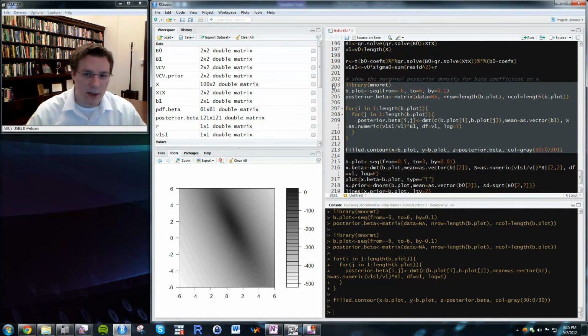And here we go. Here's our posterior density for the intercept and the x coefficient.